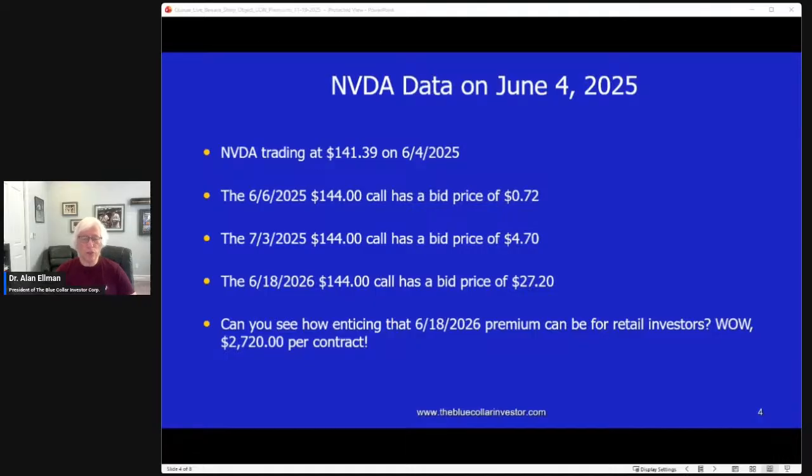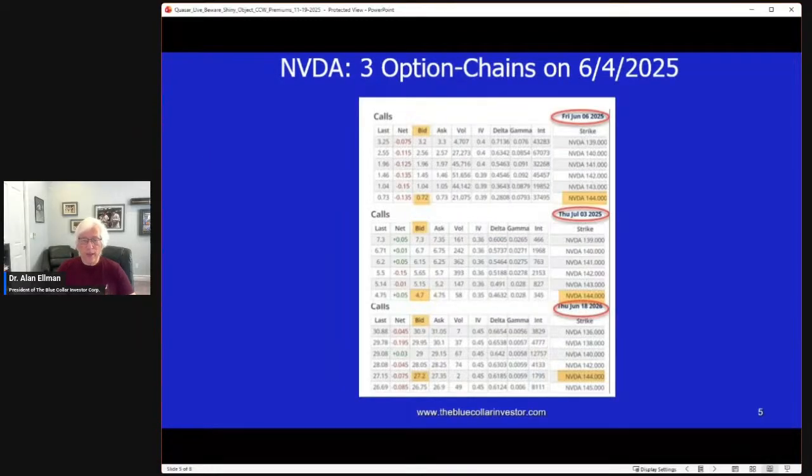We actually took screenshots of the 3 option chains that I'm alluding to here. If we can go to the next slide, Steve. And here we have the 3 option chains. So let's start on the top and work our way down. Now for the June 6th expiration, that's the 3-day trade. We're going to look at the 144 strike, and you could see highlighted in the brown cell in the top third of the screenshot, the 72 cents that I alluded to earlier.